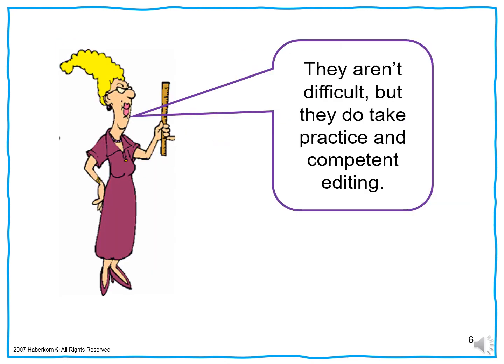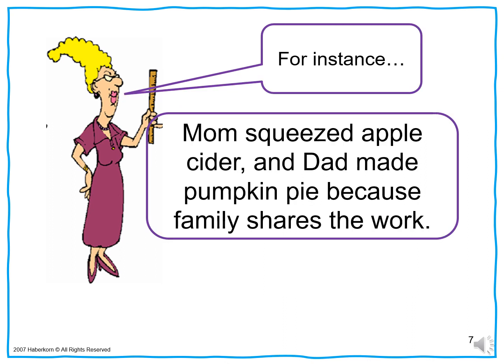The difficult part is making sure that these three separate thoughts belong together and are in the most effective order. And your choice of conjunctions will influence both of these factors. They aren't hard, but they do take practice and competent editing. So for instance, Mom squeezed apple cider and Dad made pumpkin pie because family shares the work.